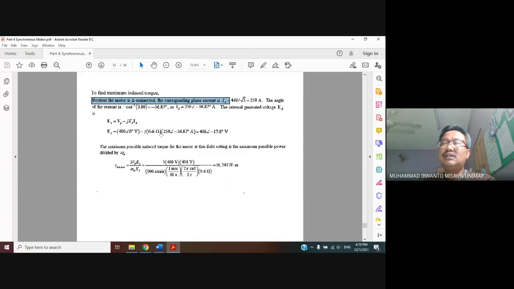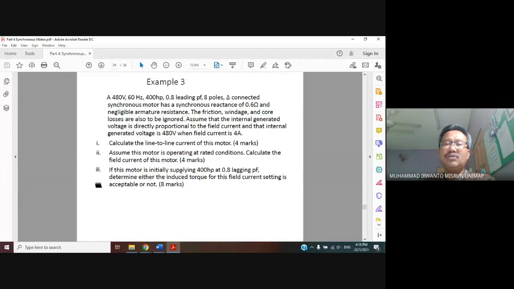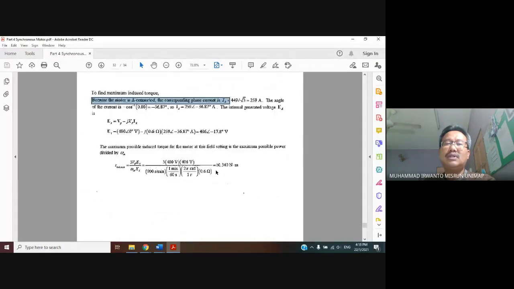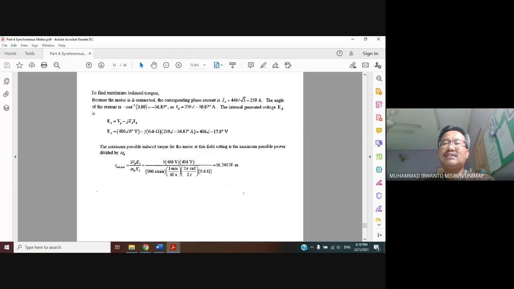The angle, ini sebab dia dari leading to lagging. Ini soalannya kan, if the motor supplying 0.8 lagging. Nah, so lagging, the angle is negative. Negatif, dan ya, jadi IA is equal to 259 angle minus 36.87. Ya, 36.87 come from the cos theta 0.8.